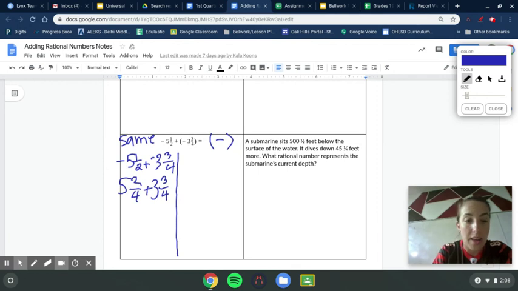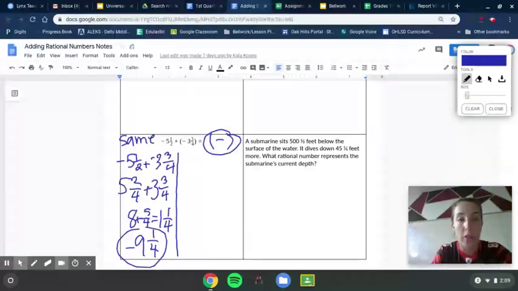So when I add them together, I add the whole numbers first and I get 8. And then I add the fractions together and I get 5/4. Well, 5/4 is an improper fraction, which actually equals 1 1/4. So I'm really going to add the 1 and the 8 together and keep my 1/4. So my final answer is 9 1/4. But remember, I have to have the sign, so it's negative 9 1/4.